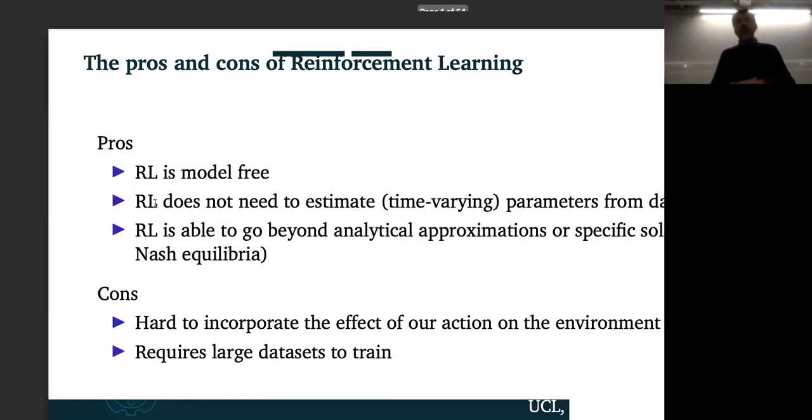Okay, so what we're going to do now is try to use reinforcement learning for solving the problem of optimal execution in the general term. So why do we use reinforcement learning? Well, because it's model-free, because you don't need to estimate time varying parameters from the data. It's able to go beyond analytical approximation for specific solutions, which will be clear in a moment. And the con, of course, is that it's hard to incorporate the effect of our action on the environment. So if you want to run on real data, then it's complicated because you need to know how your action would have modified the price, and it typically requires a large data set.